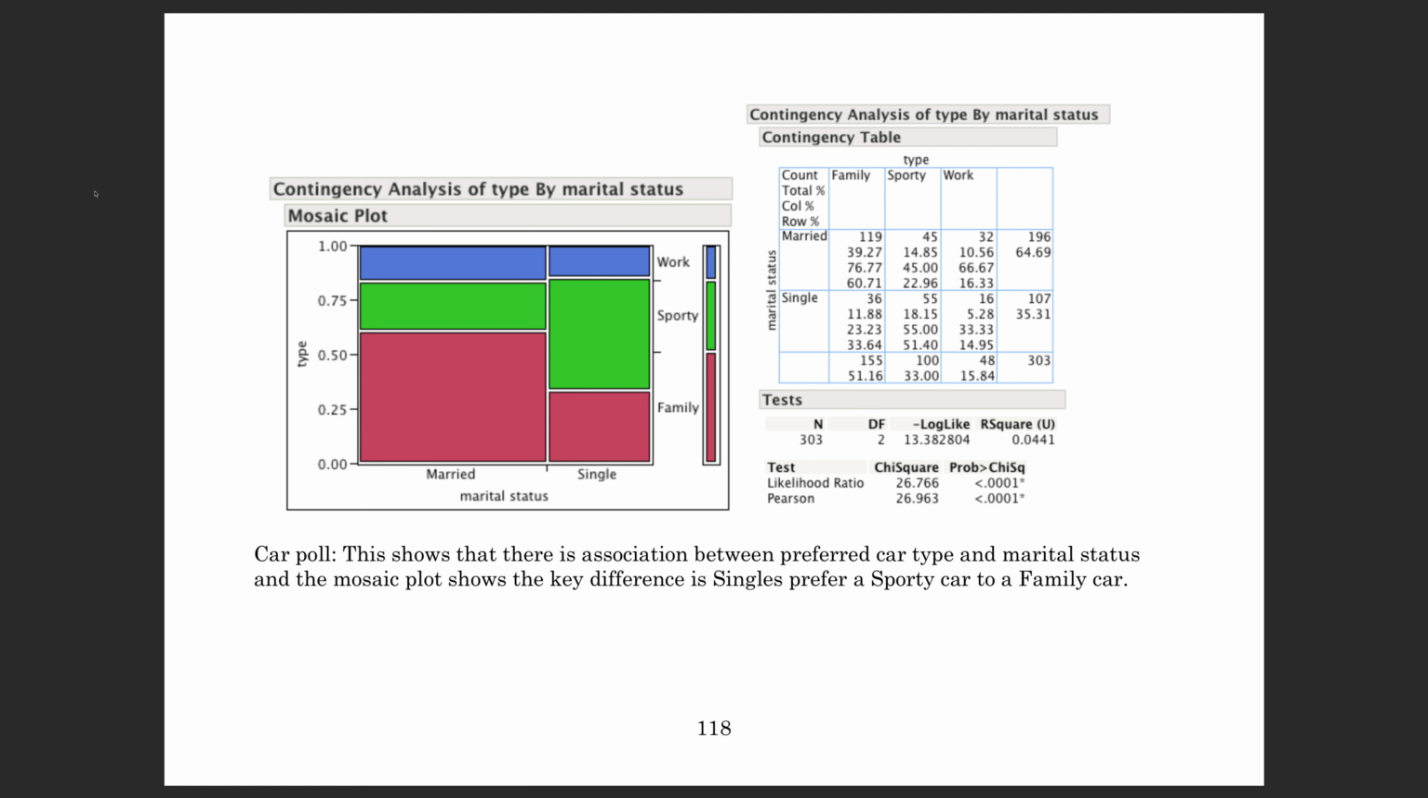Or it could be that what's really explaining all of this is personality type. In other words, some men have a personality type that means they both prefer to be single and they prefer a sporty car. Other men have a personality type which means they both prefer to be married and prefer to have a family car. So we cannot tell from this table or data set alone what is cause and what is effect, but we can be quite clear there is an association and that what we see in this table cannot be due to chance.